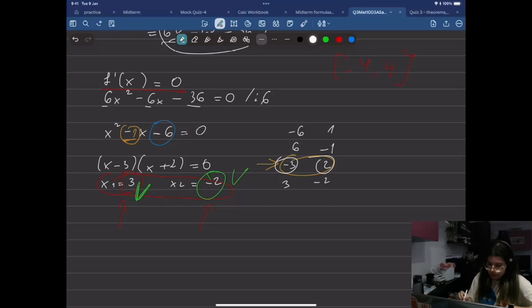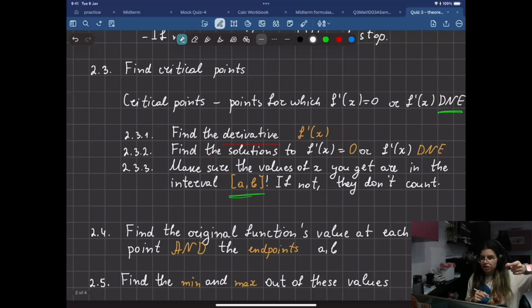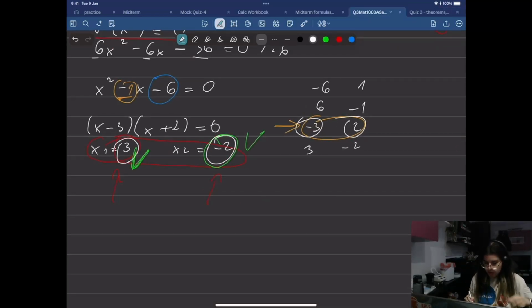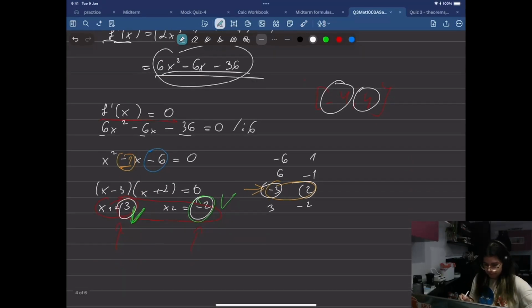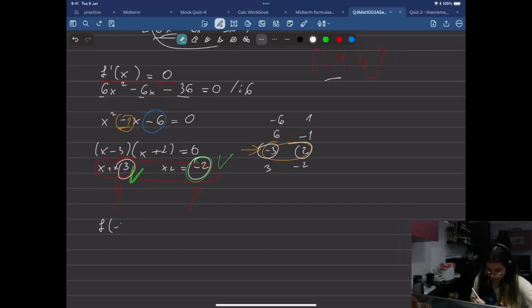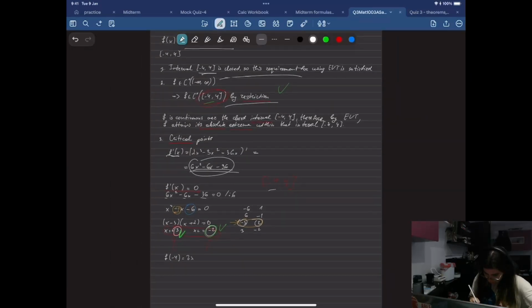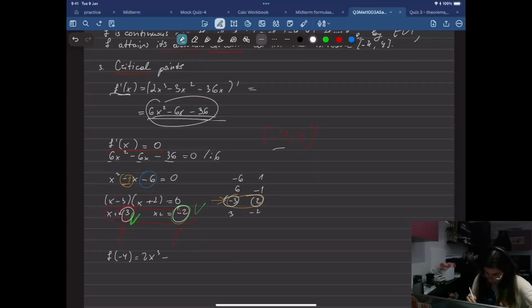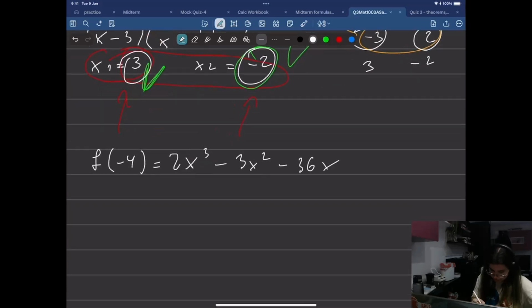Okay, now we have critical points. The last step is to just calculate the original function at each of the critical points. So that would be 3 and minus 2, plus each of the endpoints of the interval, which means minus 4 and 4. Okay? So I'm gonna have to calculate f of, let's start with the endpoints, f of minus 4. So the original f function was 2x cubed minus 3x squared minus 36x. So that's just f of x. I'm just copying the function because I don't remember it.